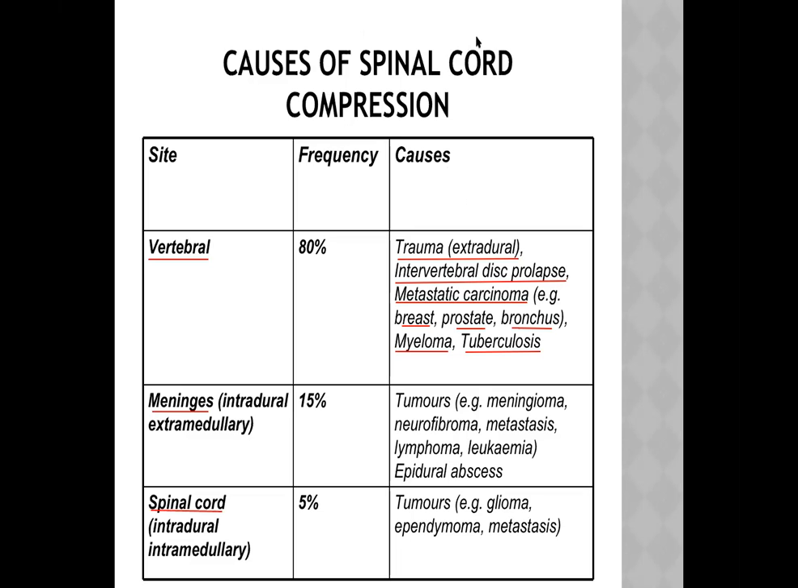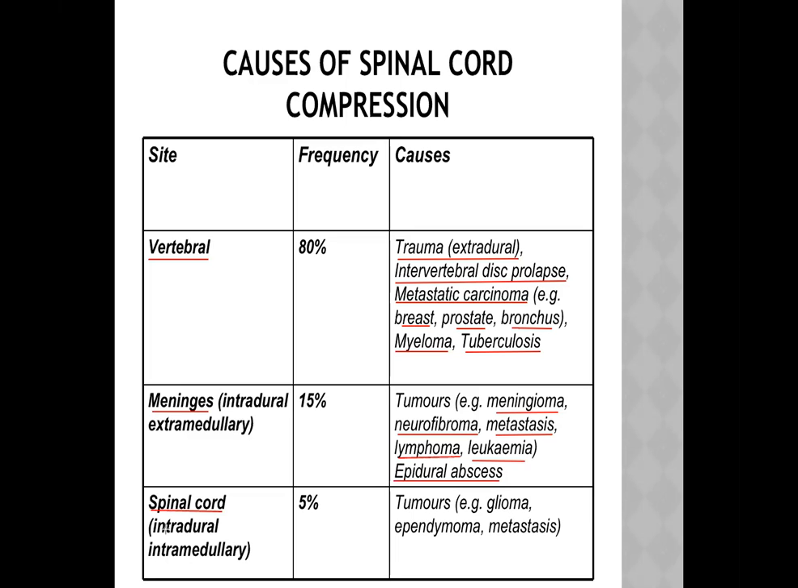Now, after this, let's talk about the meninges site as the cause. It is known as intradural extramedullary. Intradural means inside the dura mater, but outside the spinal cord, that particular region. Tumors like meningioma, neurofibroma, and metastasis again, lymphoma, and leukemia. All these are different forms of tumor, either benign or malignant, and they can damage the spinal cord. Epidural abscess can also compress the spinal cord and cause the problem.